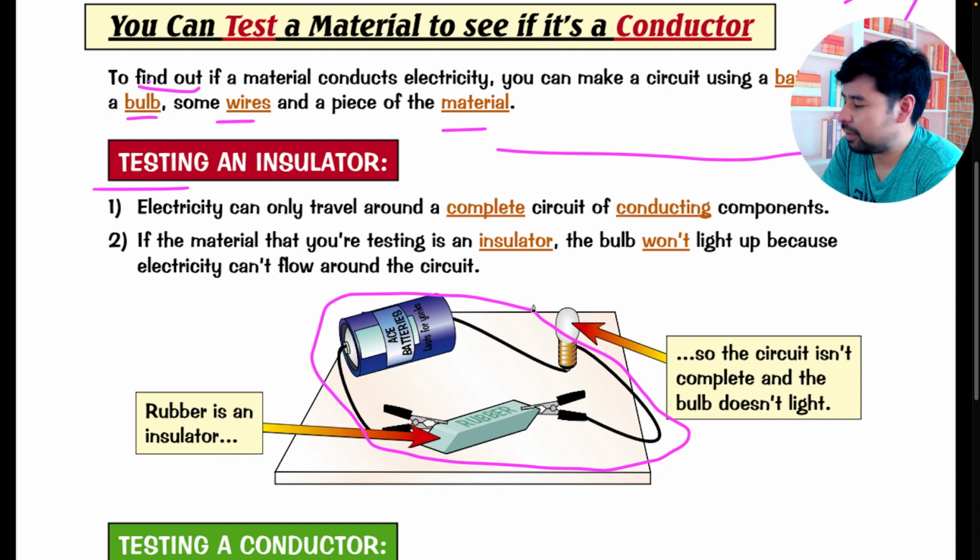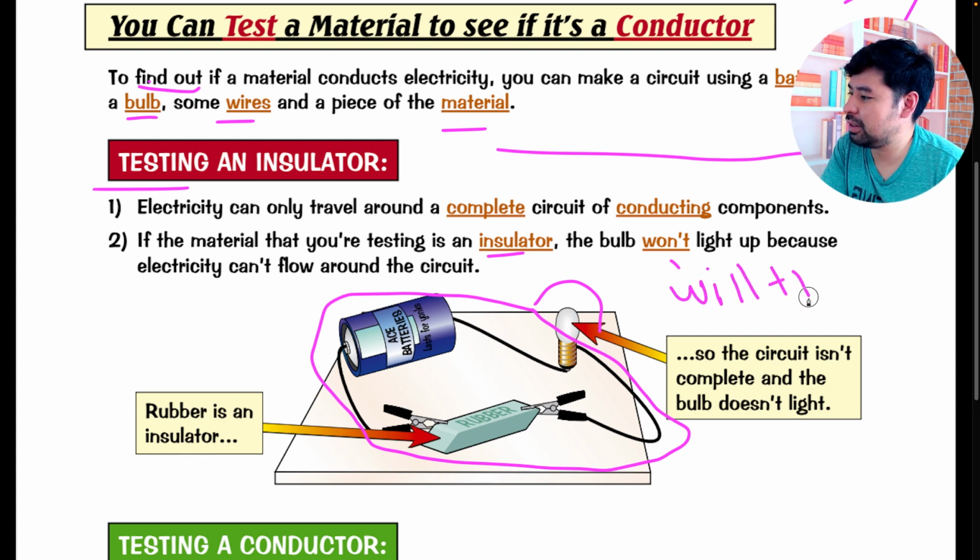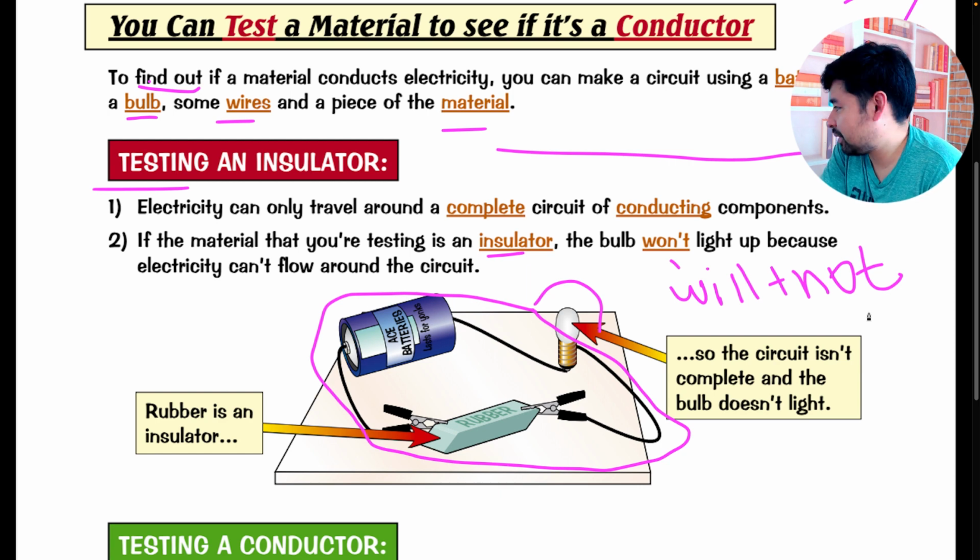Number two, if the material that you are testing is an insulator, the opposite of a conductor, the bulb won't light up. The bulb is the component that receives the electricity. Won't means will plus not. So it won't light up because electricity can't flow.